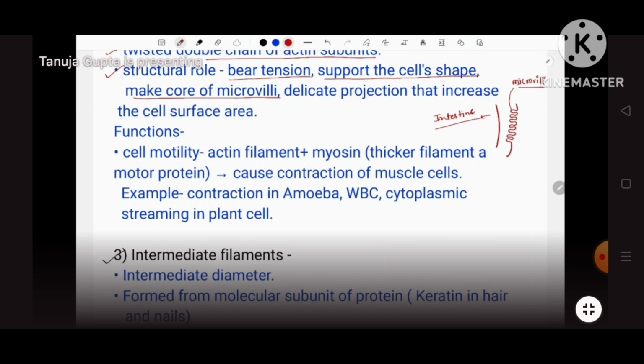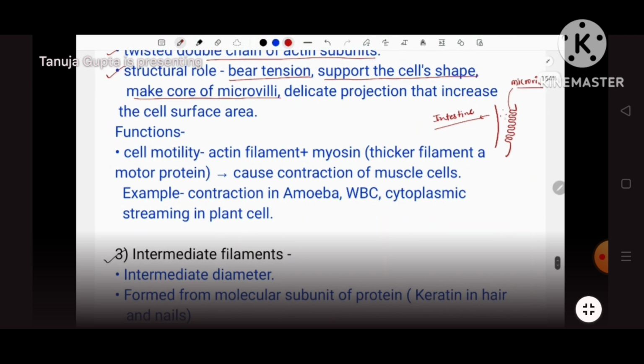Okay, what is the role? It enhances the absorption area, because in the intestine maximum digestion takes place. All the nutrients are released inside this intestine. So these microvilli help in maximum absorption of these nutrients and give them to our body.